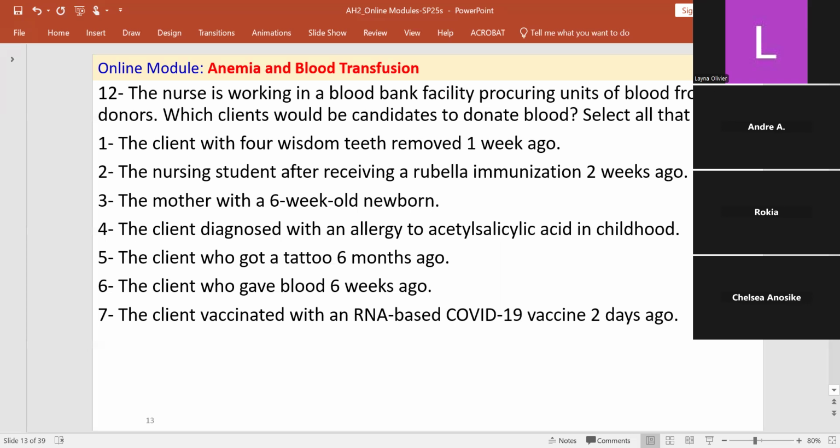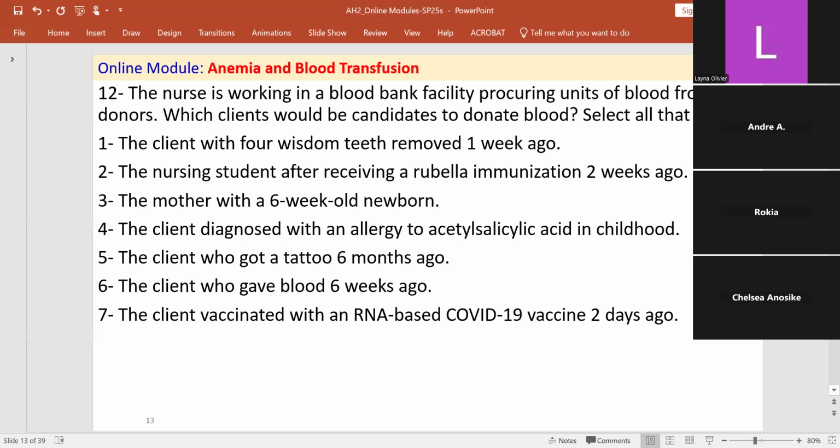What about number three? Look at this as a real life scenario, and be realistic. Like wisdom teeth, who would lose 2 or 3 liters of blood from wisdom teeth removal? It's a very small amount of blood. It's not even going to be recognized as blood loss. Number two, we know why: that's rubella immunization, so it's a month. That's recommended, and we covered that also in the OB course.